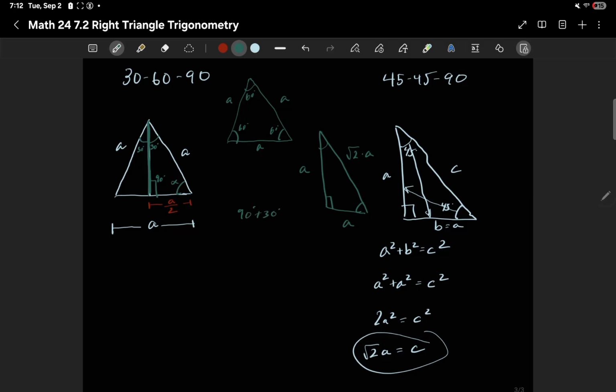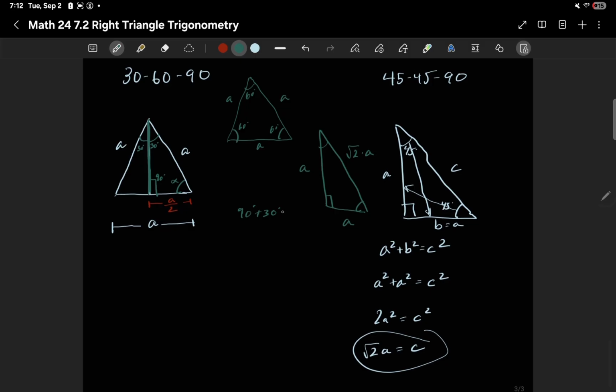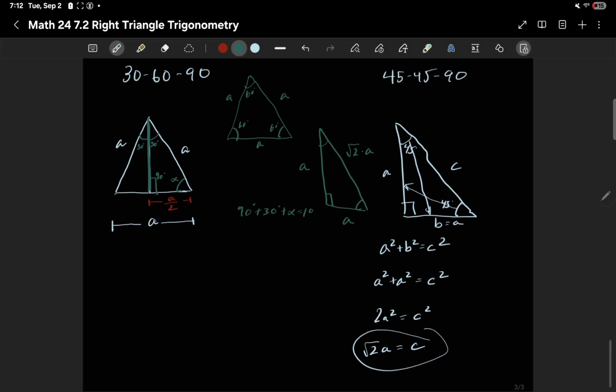If I want to figure out what alpha is, and I'm just leaving it alpha for now, I know 90 plus 30 plus alpha has to equal 180 degrees. So 90 plus 30 is 120, plus alpha is equal to 180. Subtract 120 from both sides, and I get alpha is equal to 60. Well, that should match what we already know, because an equilateral triangle is 60 degrees on each angle, which, since we didn't cut this one in half, it should still remain 60. So hopefully that just checks out.